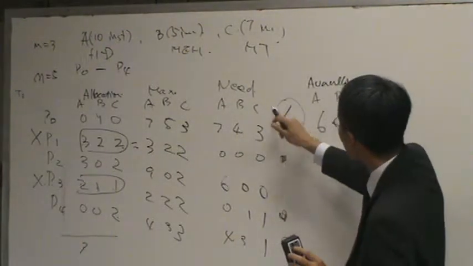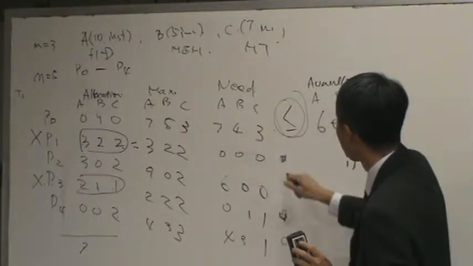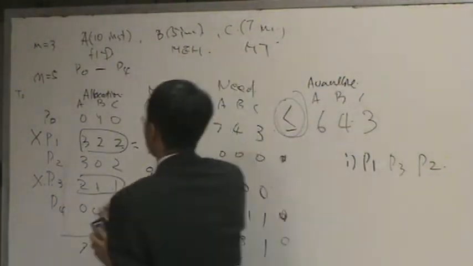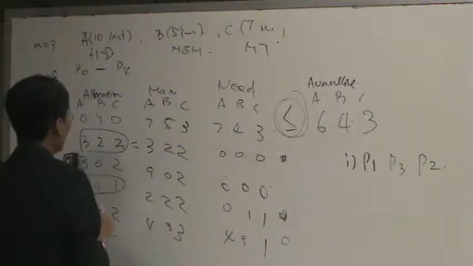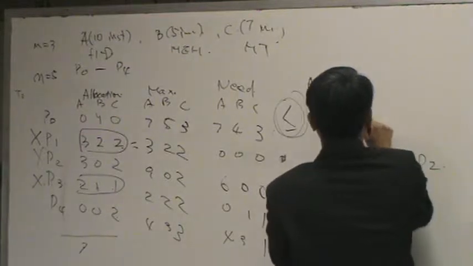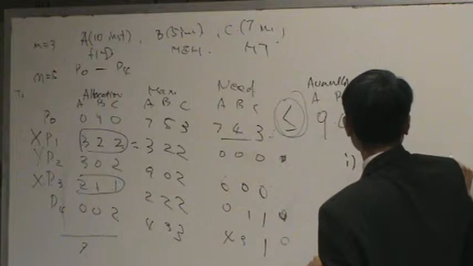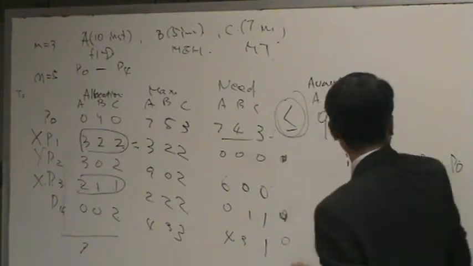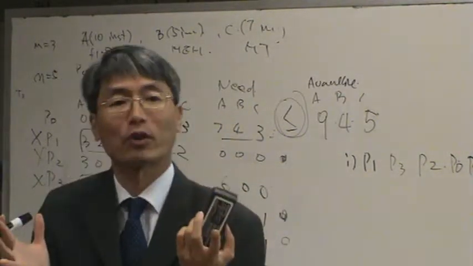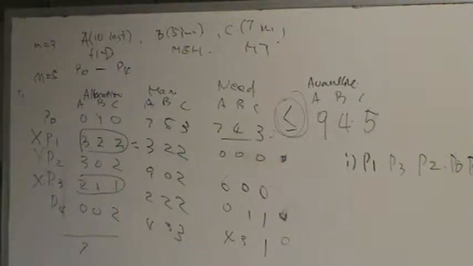Next, we are going to find the next process that satisfies this condition. This is done. This may be, so we will do P2 first. P2, so 3, 0, 2 will be returned. So 9, 0, 2. So next, yes, you can do P0. Definitely, you can do P4. You can find the sequence. You may find a different sequence.